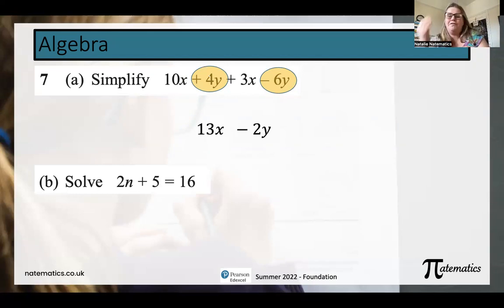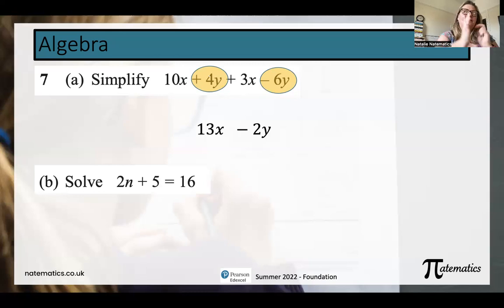One thing I do quite often mention on here, I haven't done it on this particular animation, is sometimes if the first term is negative and the second term is positive, what I suggest you do is swap them around. So for example, if I had, say, minus 6y and I had plus 4y. If you find that you tend to get a bit mixed up with your negatives and positives and taking away, etc., it often helps if you put the positive one first.